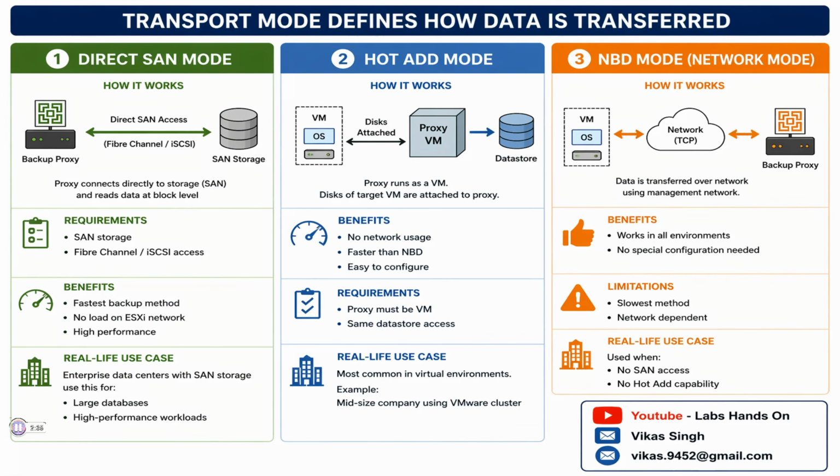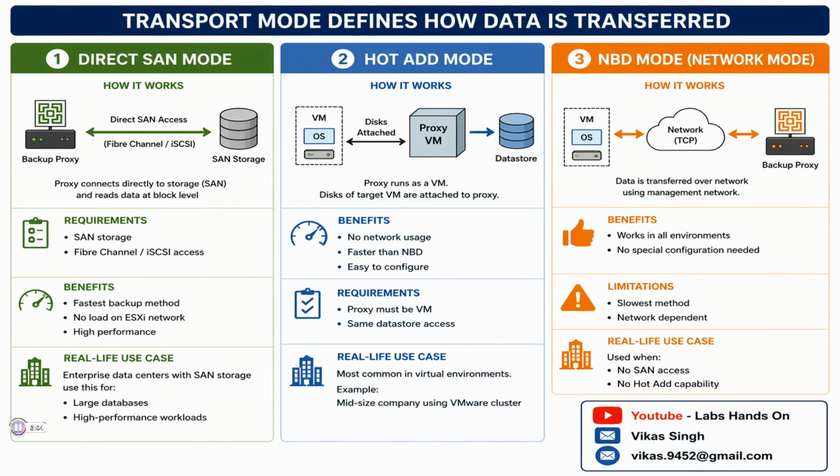The most important concept in backup infrastructure is transport mode and how data is actually transferred during the backup operation. On the screen you can see three different transport modes: direct SAN mode, hot add mode, and NBD, which is network based transmission. Let's break each one of them down in a very simple and practical way.